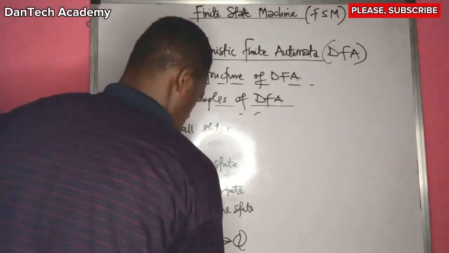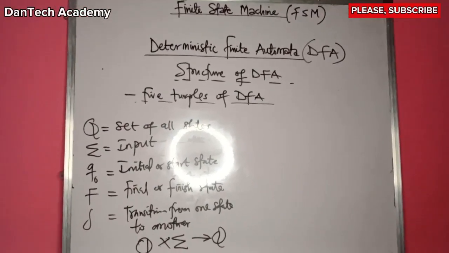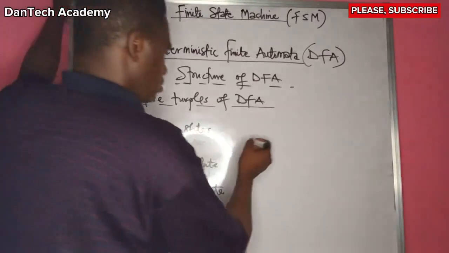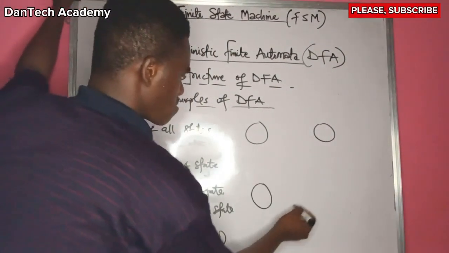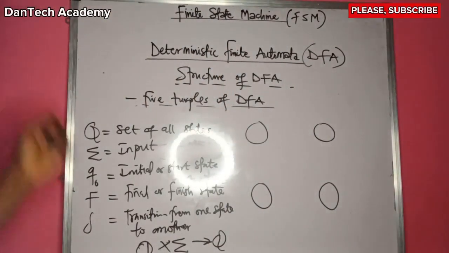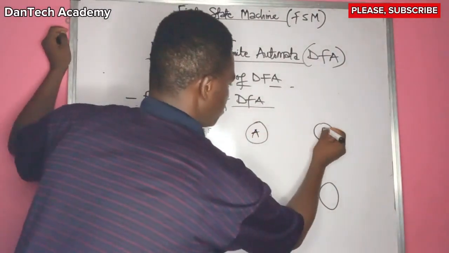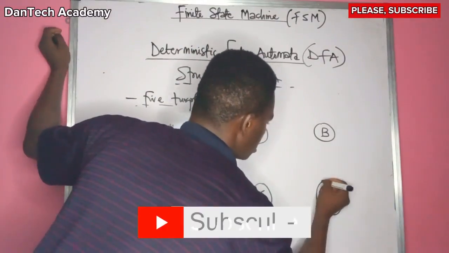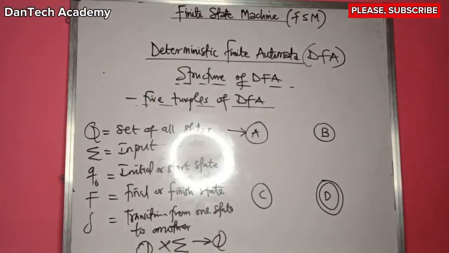Now let us do a diagram. If we are doing a diagram, we want to do a diagram with four states. So we have 1, 2, 3, 4. This is A, B, this is C, and this is D. So this D is our finite state. The A happens to be our start state.